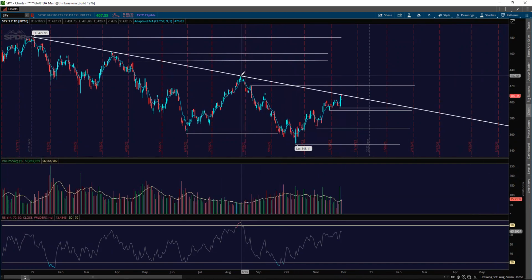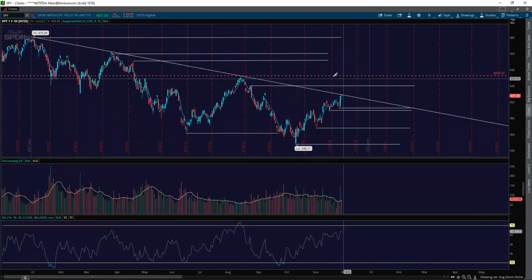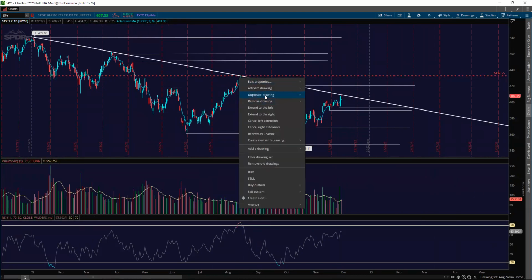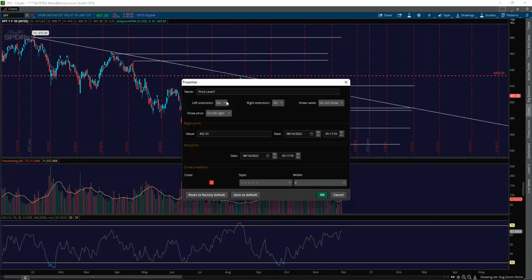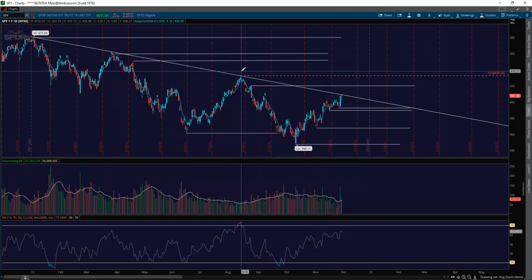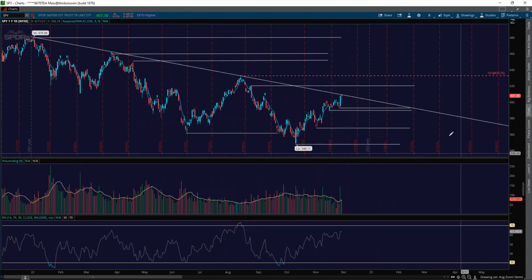So on Thinkorswim, we're able to create obviously our price line. But what I do after that is I'll remove the left extension, and then I'll just set the time frame, so you get something like this. So you're able to clean up your chart. I really don't like having levels that go all the way across. I don't think it's necessary.